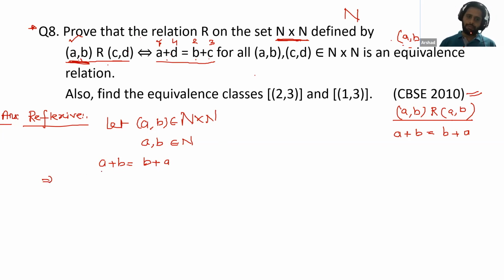What is meant by this one? If we analyze this, a plus b is equal to b plus a means a comma b is related with a comma b. Hence, we can say relation R is reflexive.